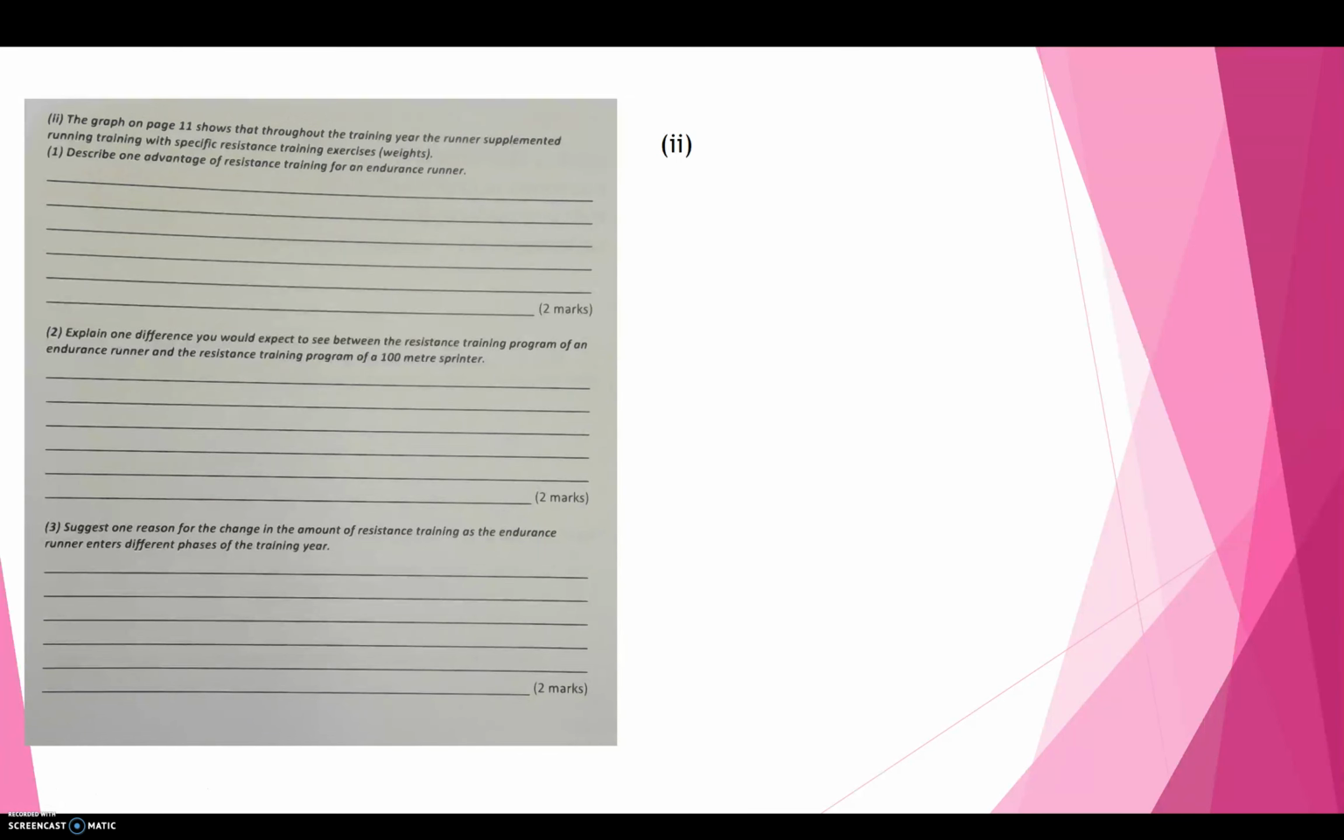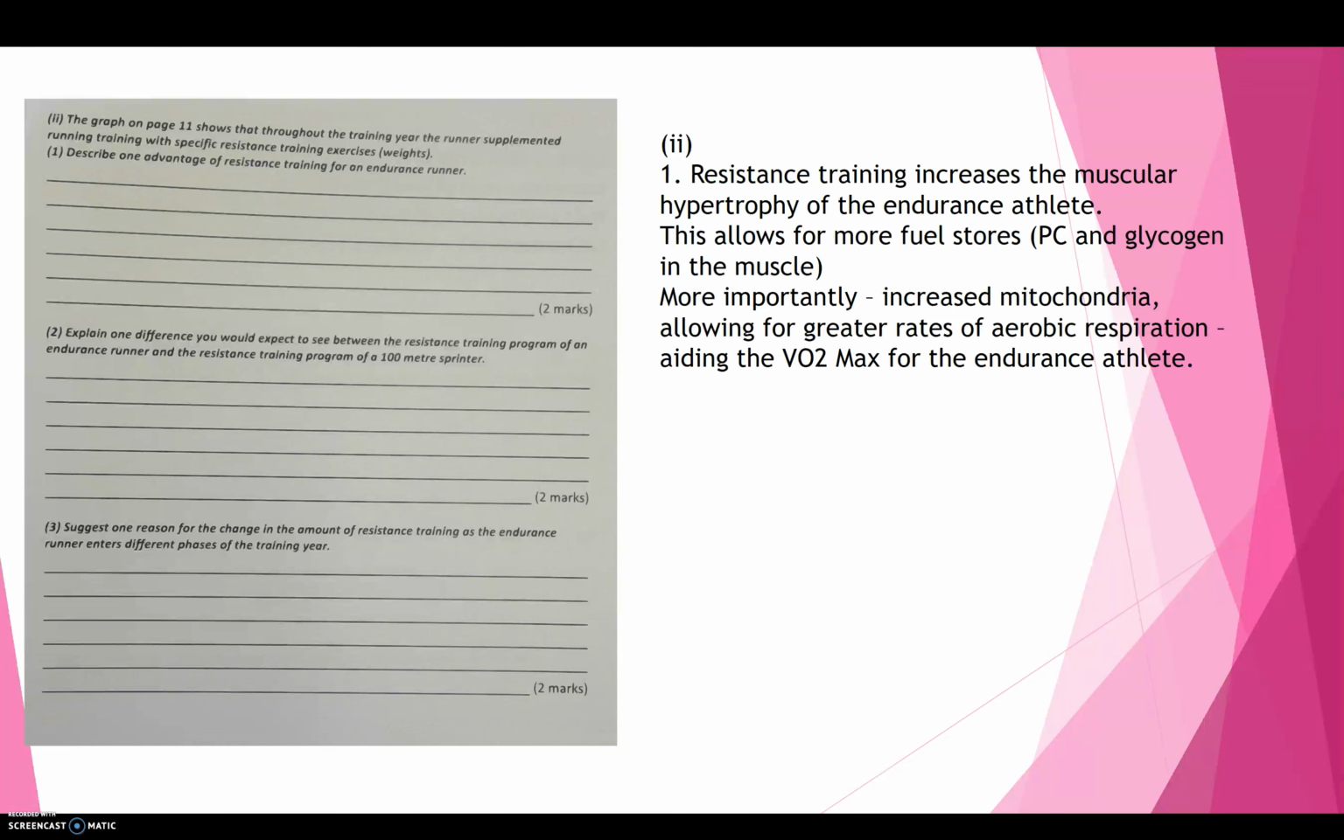All right, on page 11, throughout the training year, the runner supplemented running training with specific resistance training. Describe one advantage of the resistance training for endurance runner. Again, going back to that chronic adaptations, resistance training increases muscular hypertrophy. So this allows for more fuel stores, for one, PC and glycogen in the muscle, but more importantly, increased mitochondria, allowing for greater rates of aerobic respiration, aiding the VO2 max for the endurance athlete.